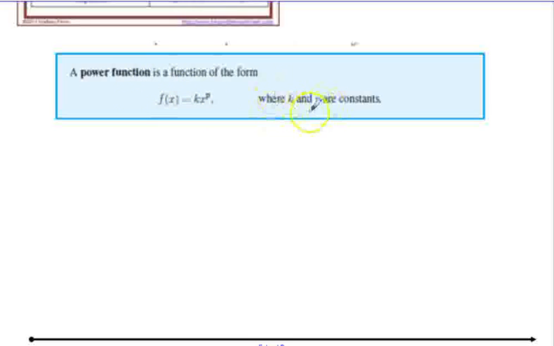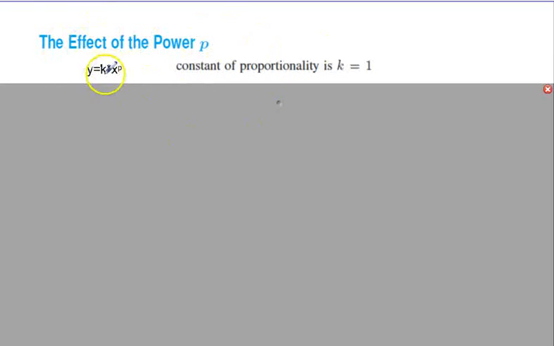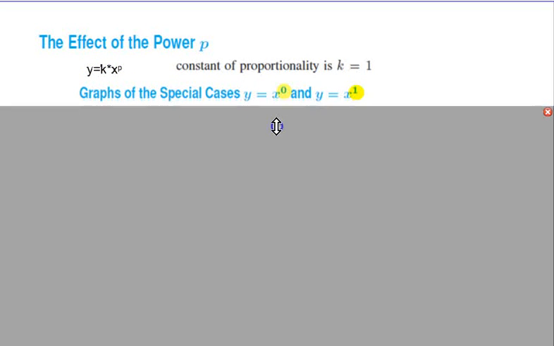And in this case, this is an example of a power function. So let's take a look at what happens to the power functions if I modify the power p. Okay? So let k, the constant of proportionality, be considered 1. So we're just dealing with y equals x to the p. So what happens when p is 0 and what happens when p is 1?